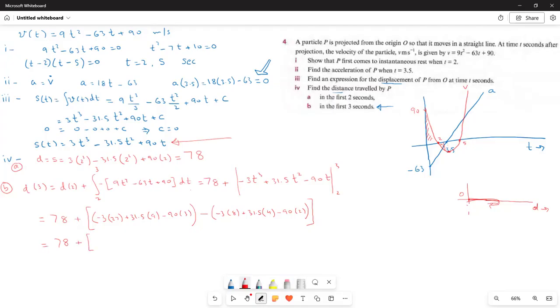This whole thing comes out to be minus 67.5. And this whole thing, we did the same thing before, right? It will give you minus 78, it will become plus 78. And when I simplify this, it is 78 plus 10.5, which is going to be 88.5. And this is in meters.